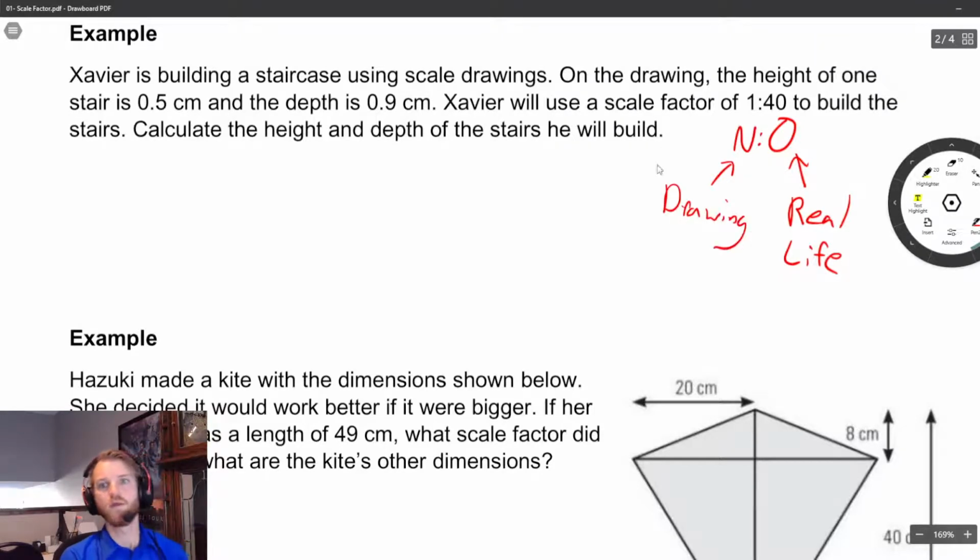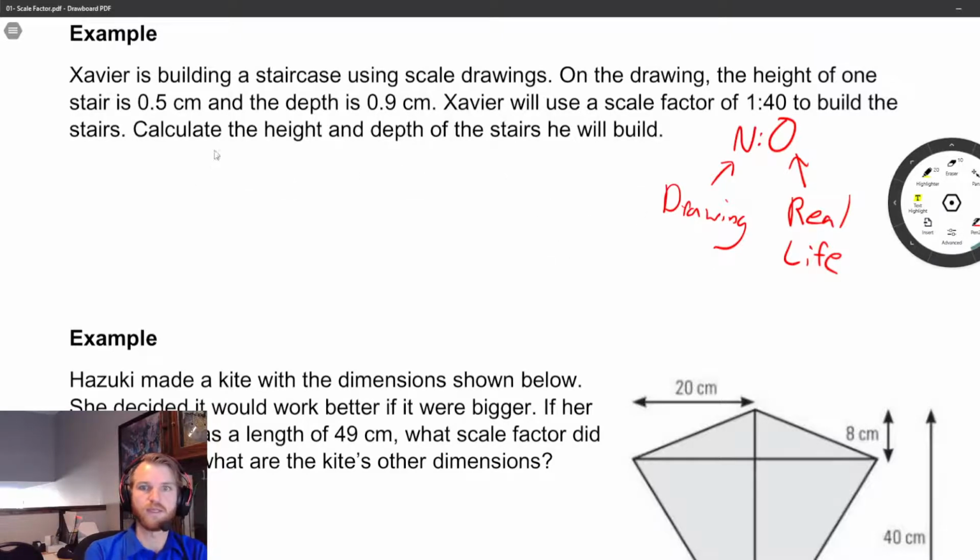If we're not going to keep this in ratio form, we want to put this in fraction form. Okay, let's read the question and then I'll do the math from there. It says, Xavier is building a staircase using scale drawings. On the drawing, the height of the stair is 0.5 centimeters and the depth is 0.9. Xavier will use a scale factor of 1 to 40 to build the stairs. Calculate the height and depth of the stairs he will build.